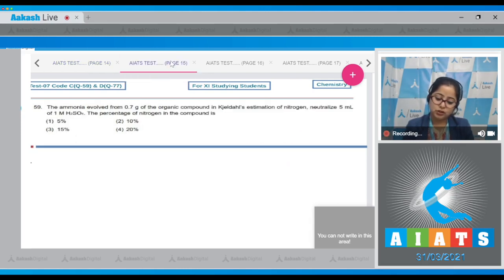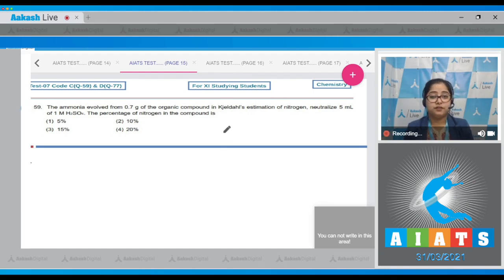Moving to the next question, which is question number 59. Let's read the question, students. The ammonia evolved from 0.7 gram of the organic compound in Kjeldahl's estimation of nitrogen neutralizes 5 ml of 1 molar H2SO4. The percentage of nitrogen in the compound is.